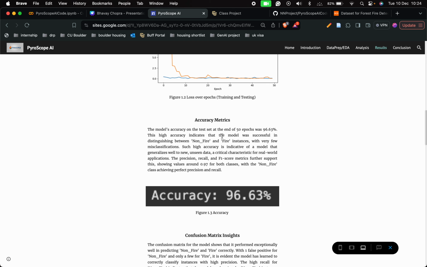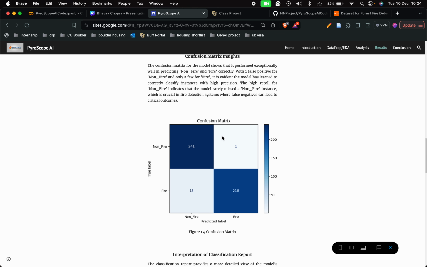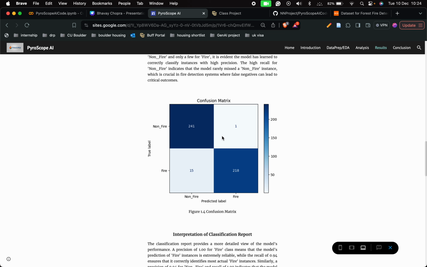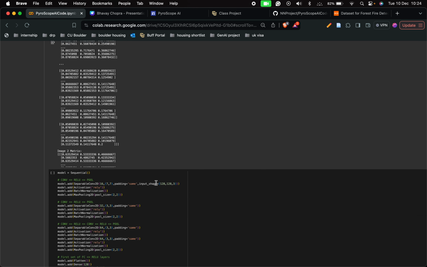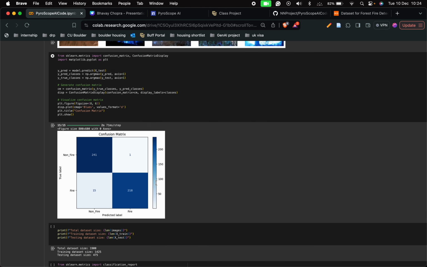Let's move on to the confusion matrix. The confusion matrix revealed excellent performance, with one false positive for non-fire and very few for fire. Precision, recall, and F1 scores were around 0.97 for both classes. Let's look at the classification report over here real quick.